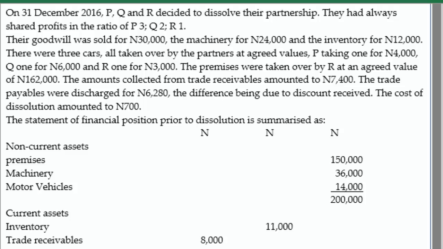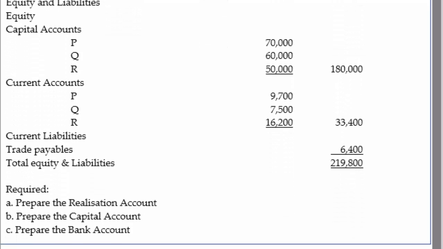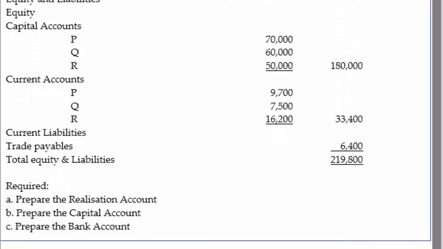Now, the question says, required, prepare the realization account, prepare the capital account, and prepare the bank account. In the next video, we will look at the first requirement of this question, which is to prepare a realization account.